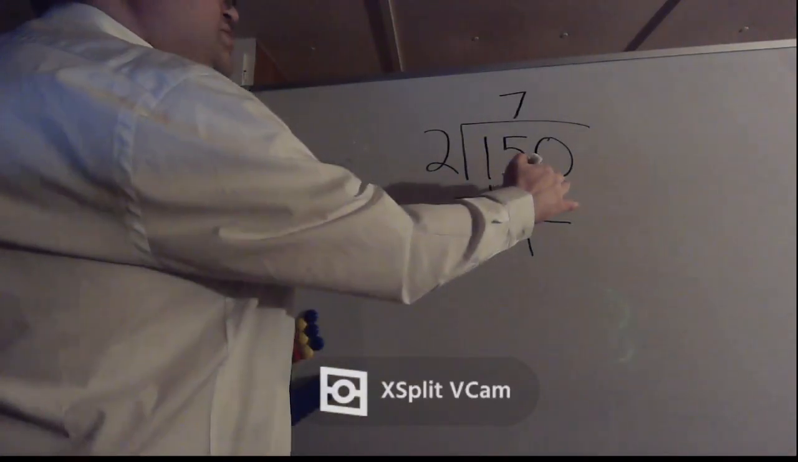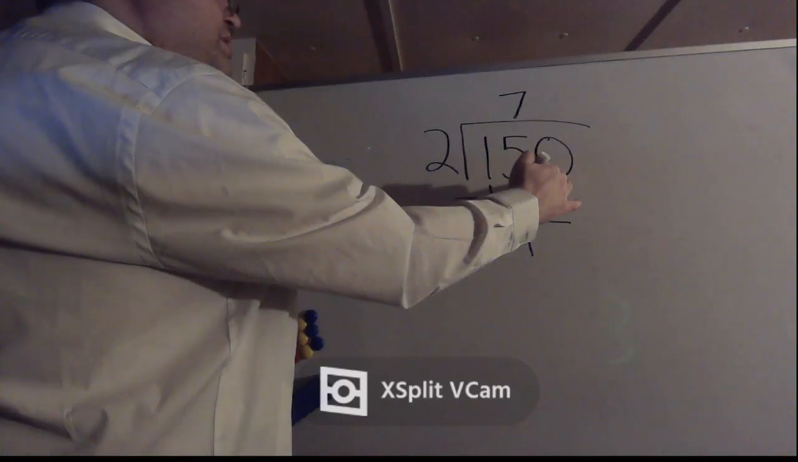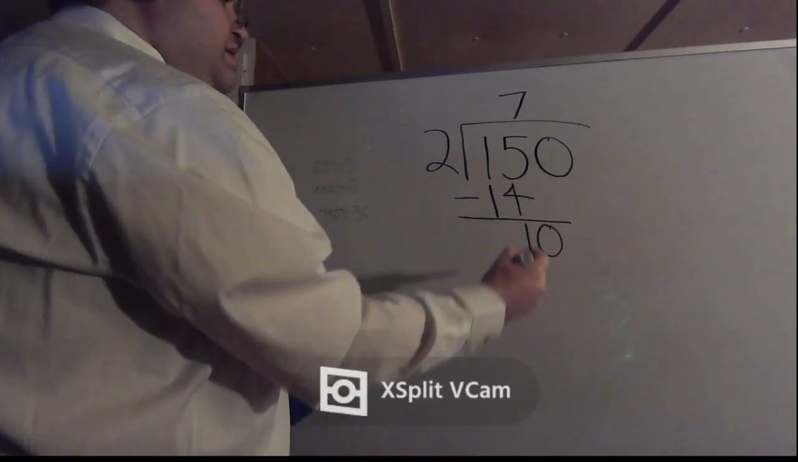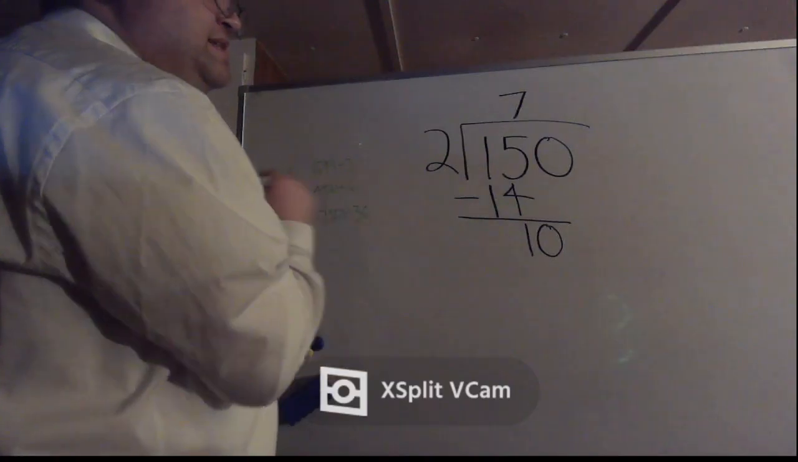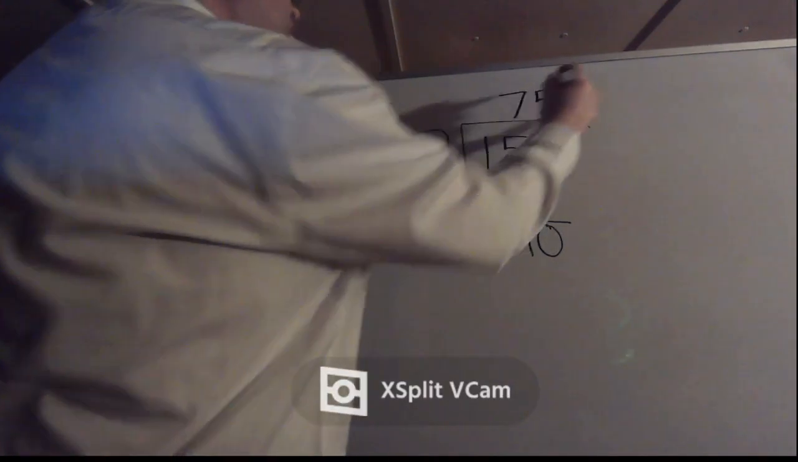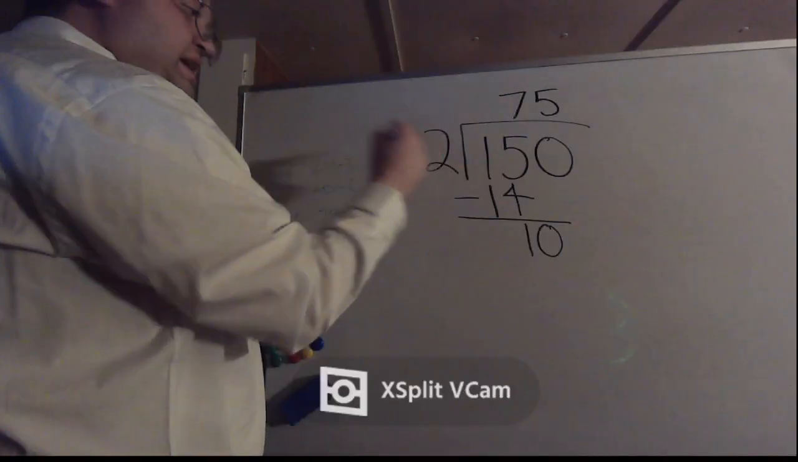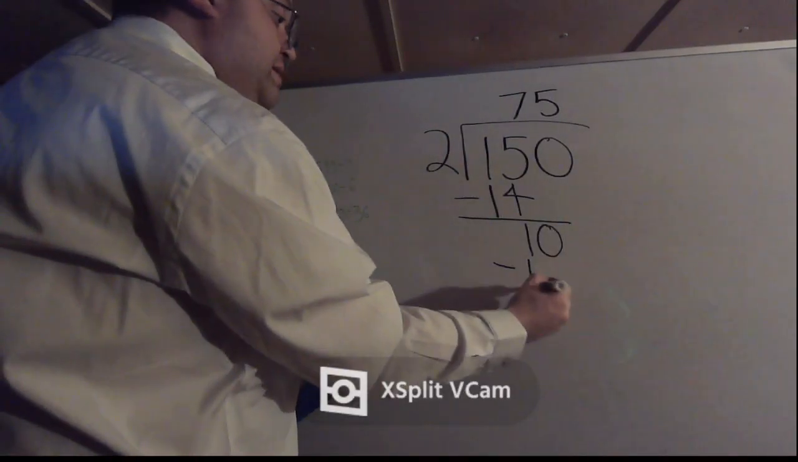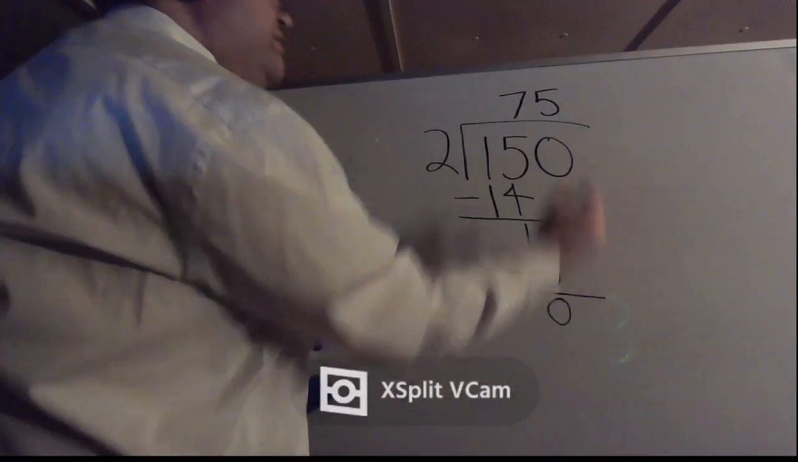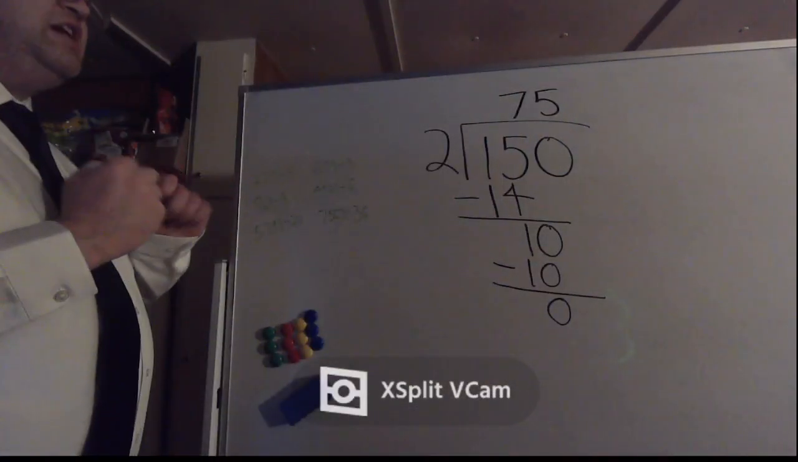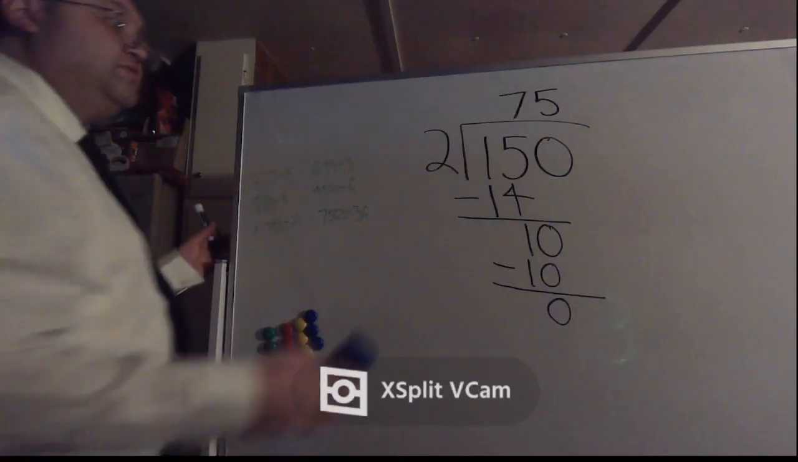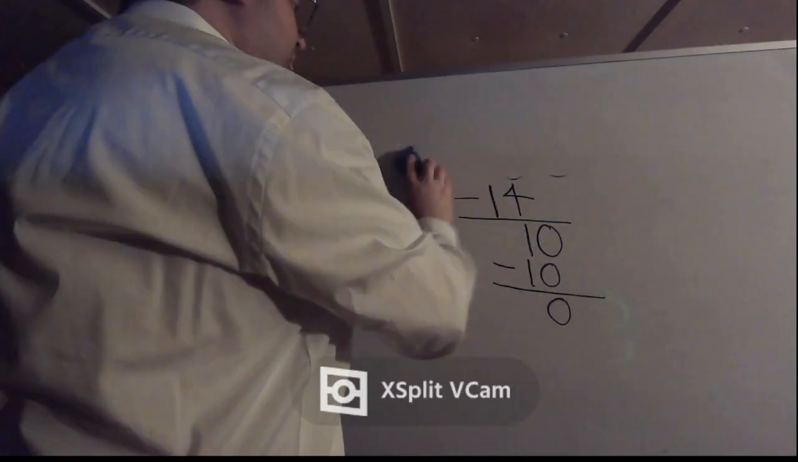Then you drop down your next digit over from the dividend, and you have 10. 2 goes into 10 how many times? 5. Now you'll take that 5 and multiply it by 2, you'll get 10. 10 minus 10 is 0. You have no remainder, so your answer to the problem is 75. So 2 goes into 150 75 times.